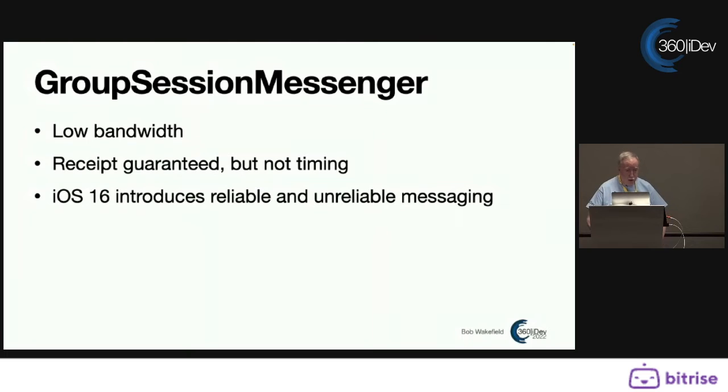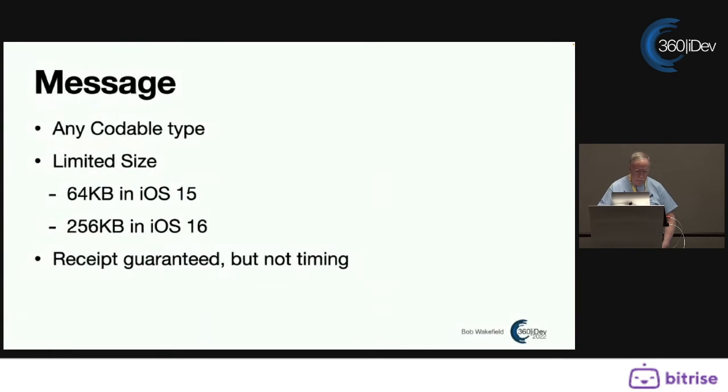The group session messenger is the application data channel. You pass the session to its initializer. iOS 16 introduces reliable and unreliable messaging, like TCP versus UDP. Timing of delivery is not guaranteed. Apps pass messages through Messenger. Messages can be any codable type. If you want to send and receive multiple types of message, you'll need to await each individual type or protocol. I haven't found it necessary to have multiple types of message. The message payload can be an enum with associated values.